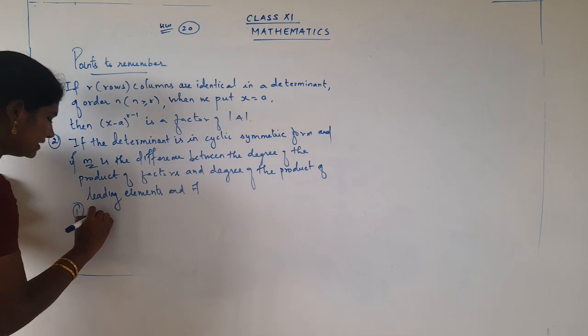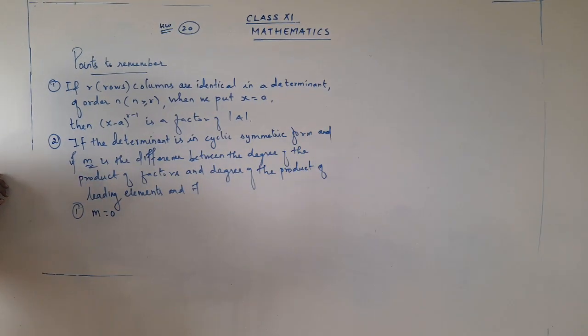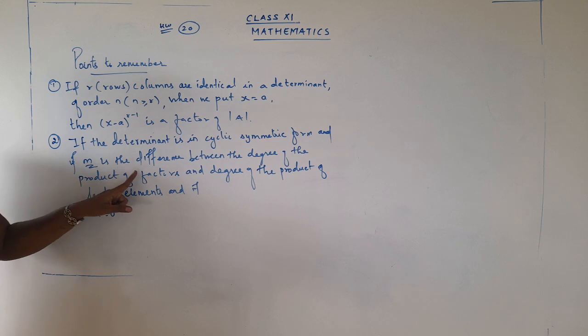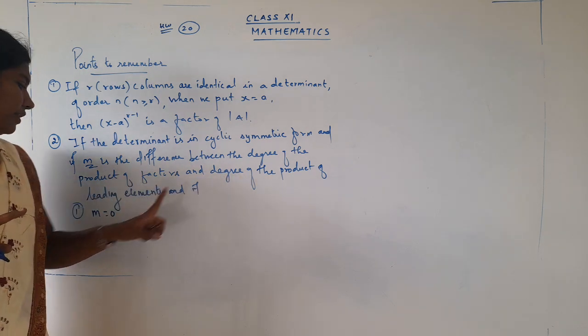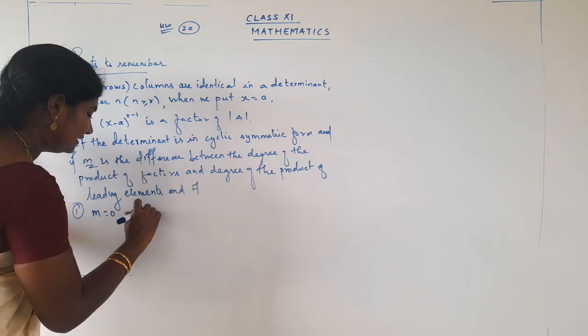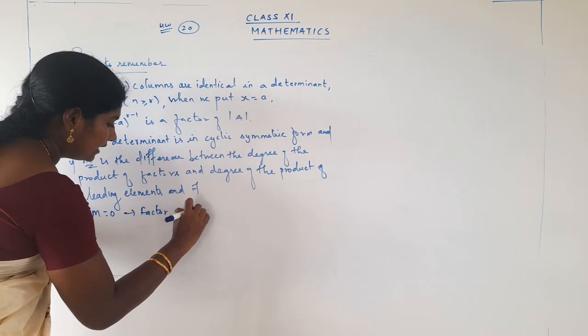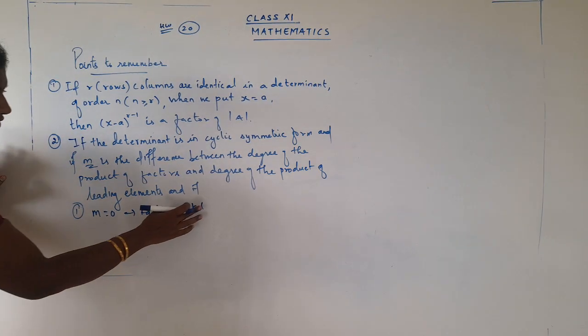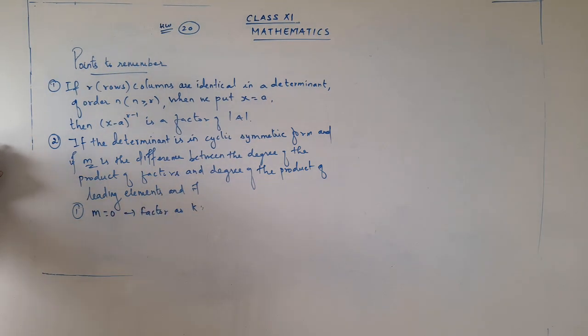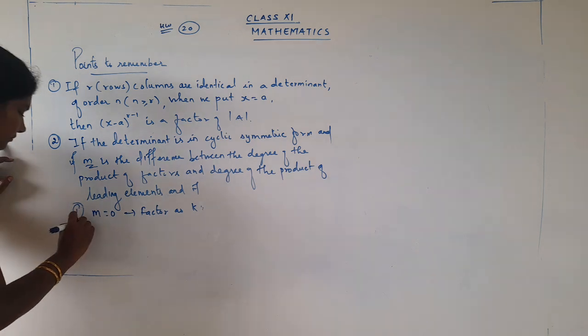If you get the answer for m as 0, see here, m is the difference between the degree of the product of factors and the degree of the product of leading elements. If you get the answer as 0, you have to take the factor as k. So now at present you take k. We have to multiply by k. If m is equal to 0, the factor will be taken as k.